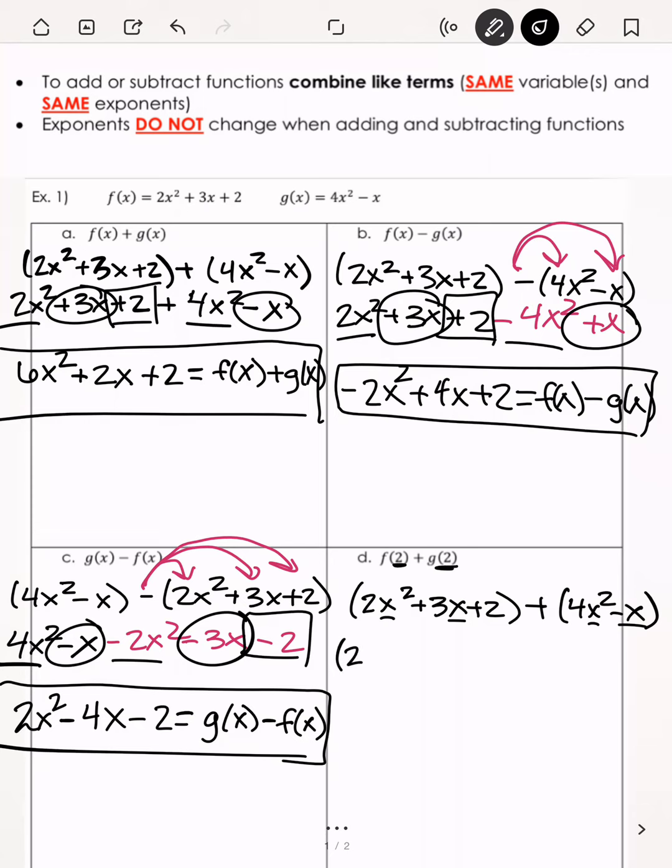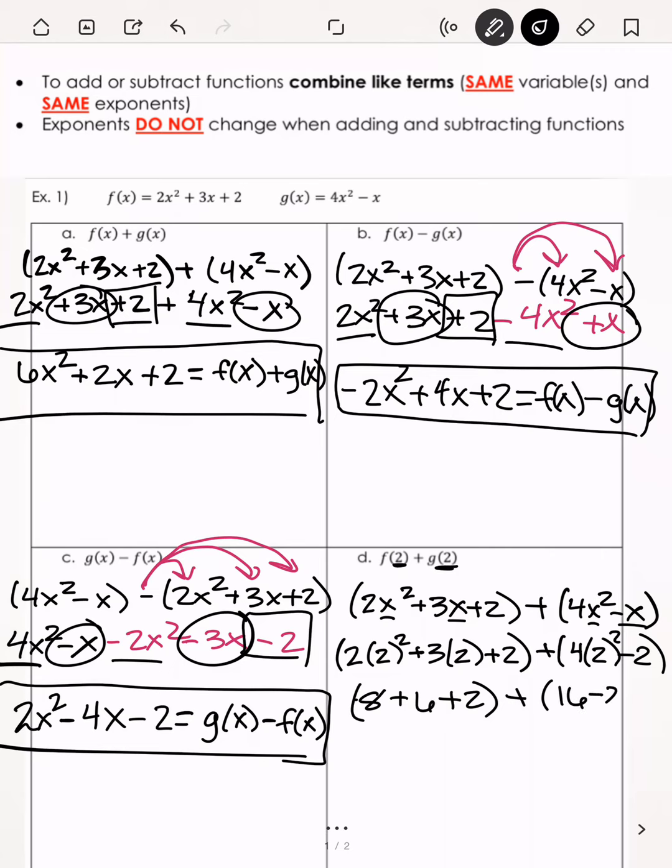So I have 2 times 2 squared plus 3 times 2 plus 2. And then over here I have 4 times 2 squared minus 2. Okay, order of operations tell me that I do exponents before I multiply. So I have 2 squared, which is 4 times 2, which is 8. I have 3 times 2, which is 6 plus 2. And then over here, I have 2 squared, which is 4 times 4, which is 16 minus 2.